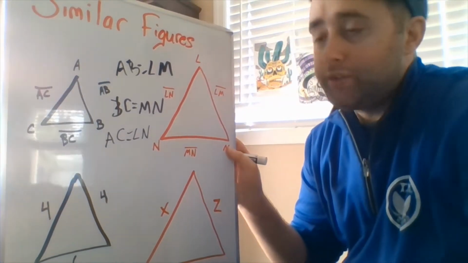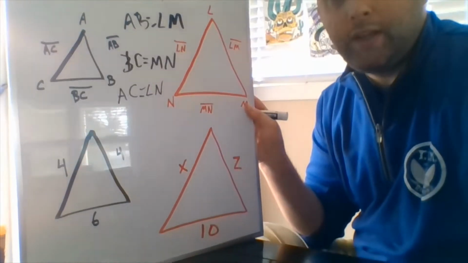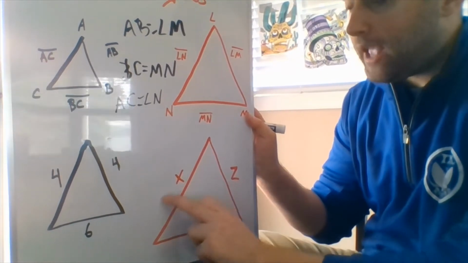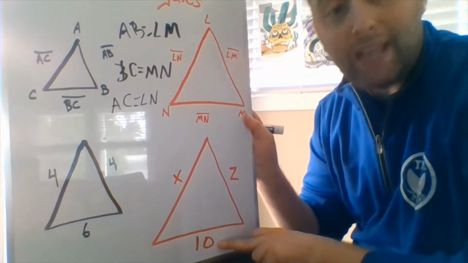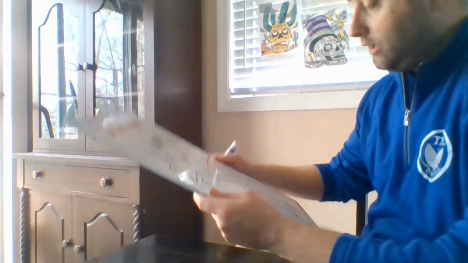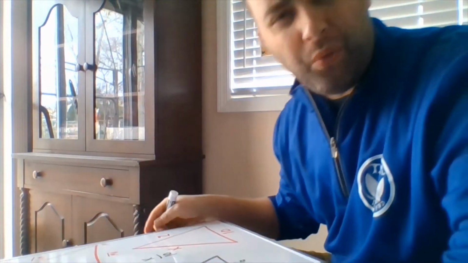Big one. So both sides are 4 and 4, and this side is 6. So over here we have side X, side Z, and then the bottom is 10. So I need to come up with, let's say I'm going to solve for X. So my proportion, and what's a proportion?